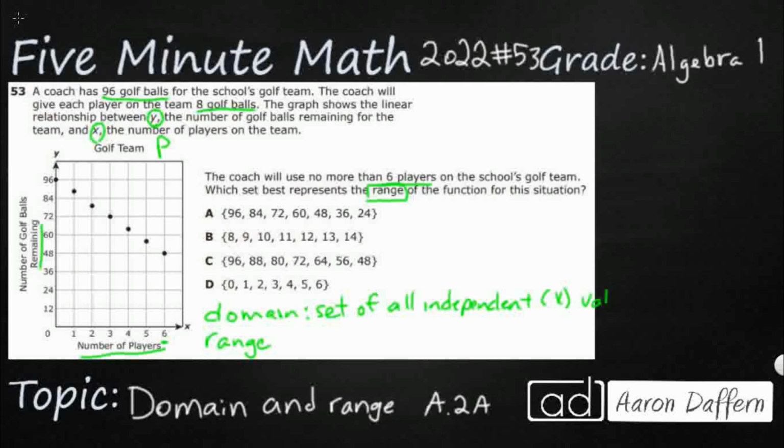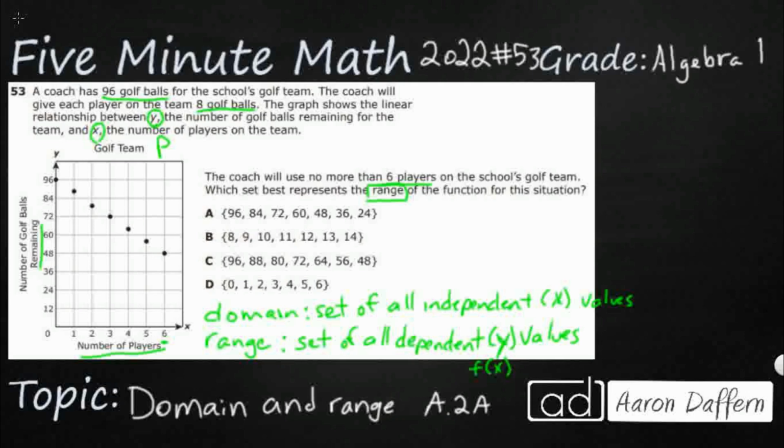So these are the values that we're starting with in our function to get things going. We're starting with the number of players, because how many players we have is going to drive how many golf balls we have remaining. And so the range, which is what we're looking for, is the set of all dependent variable values. So the range depends on what you do in the domain. For the most part, it's going to be our y values, whereas your independent values are mostly your x values. Sometimes, though, you can see it as f of x.